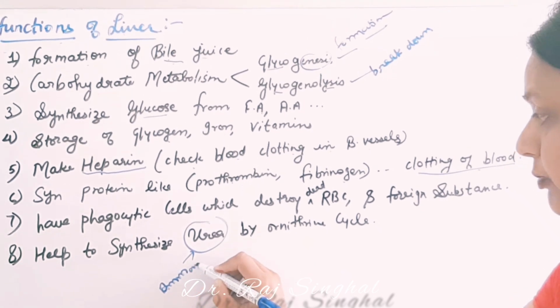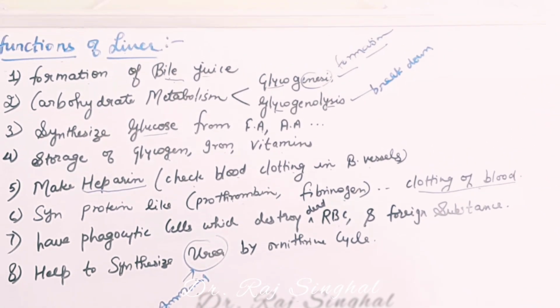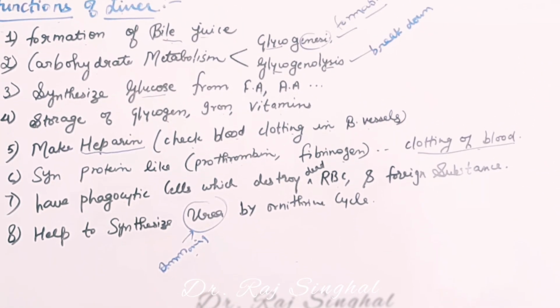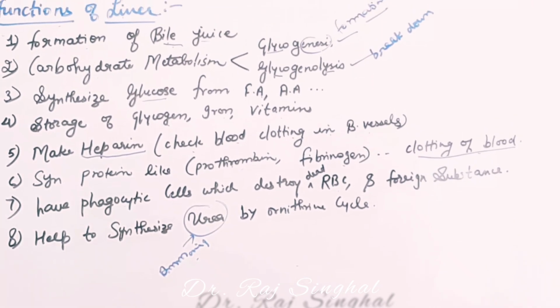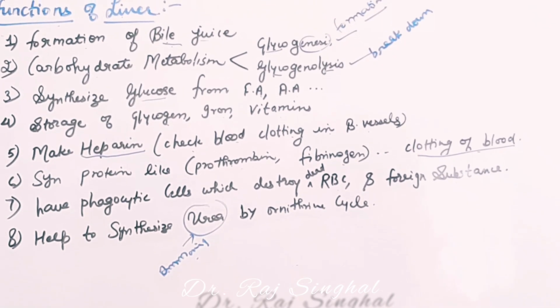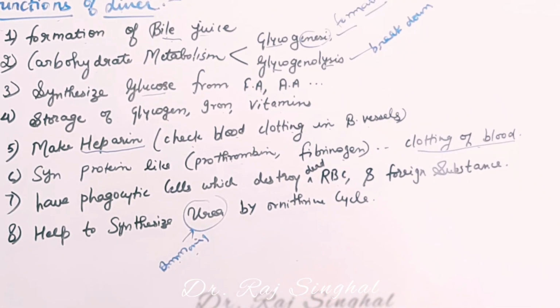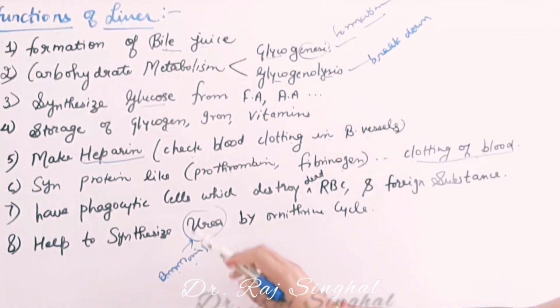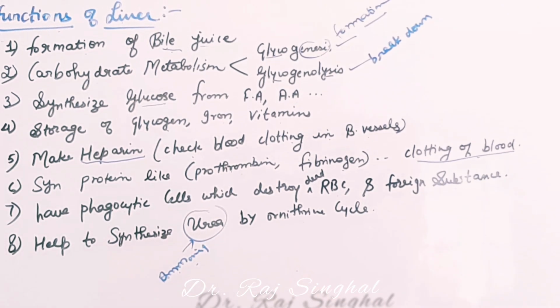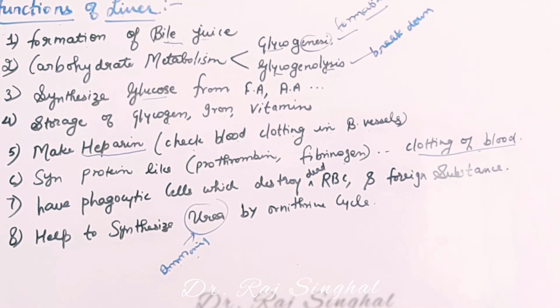Ammonia is very harmful and cannot be sustained in the body for a longer period. It needs to be converted into a non-toxic or less toxic substance. So, by the ornithine cycle, this ammonia, which is generated as a waste product, is converted to urea in the liver only. Thus, the liver plays a very important role.